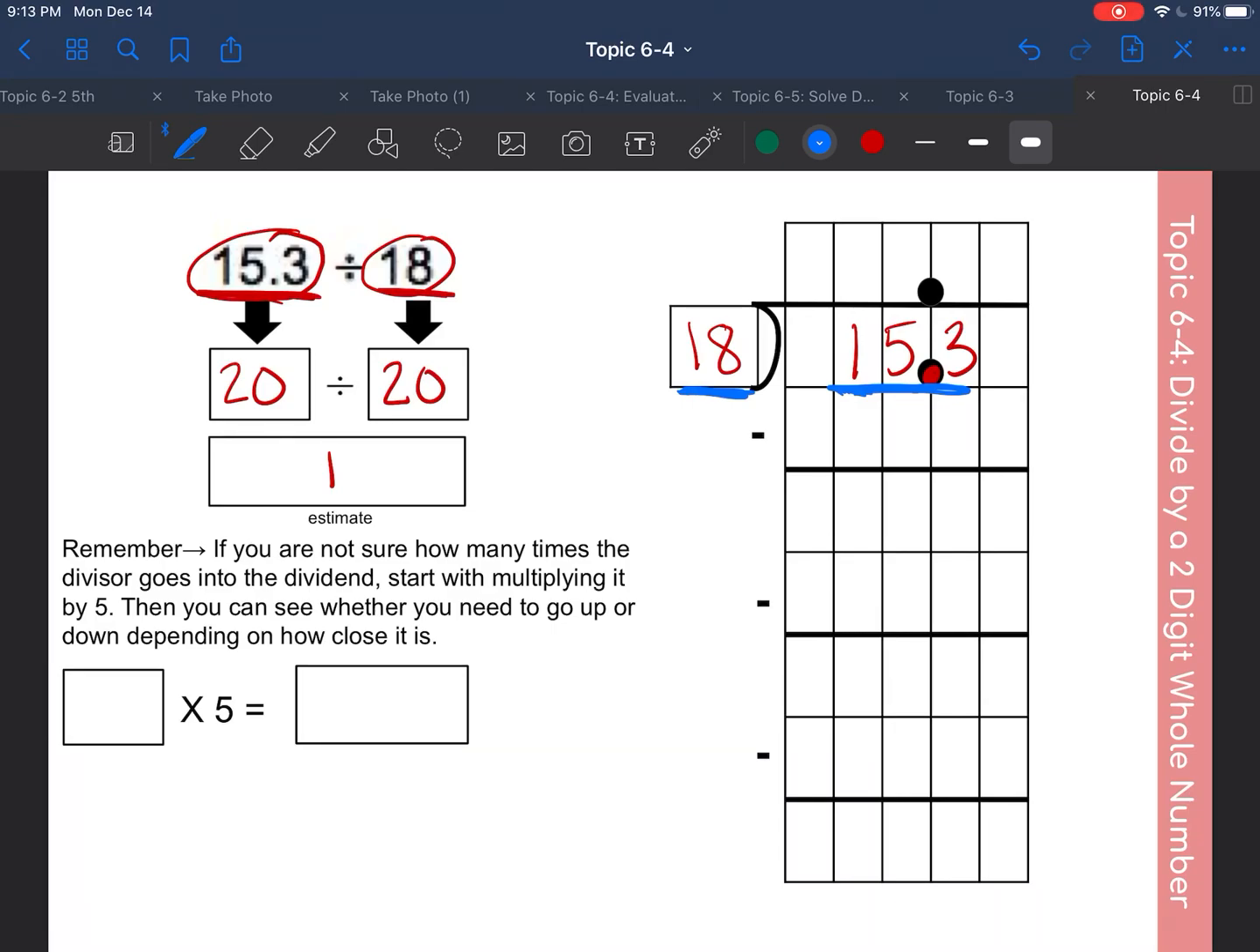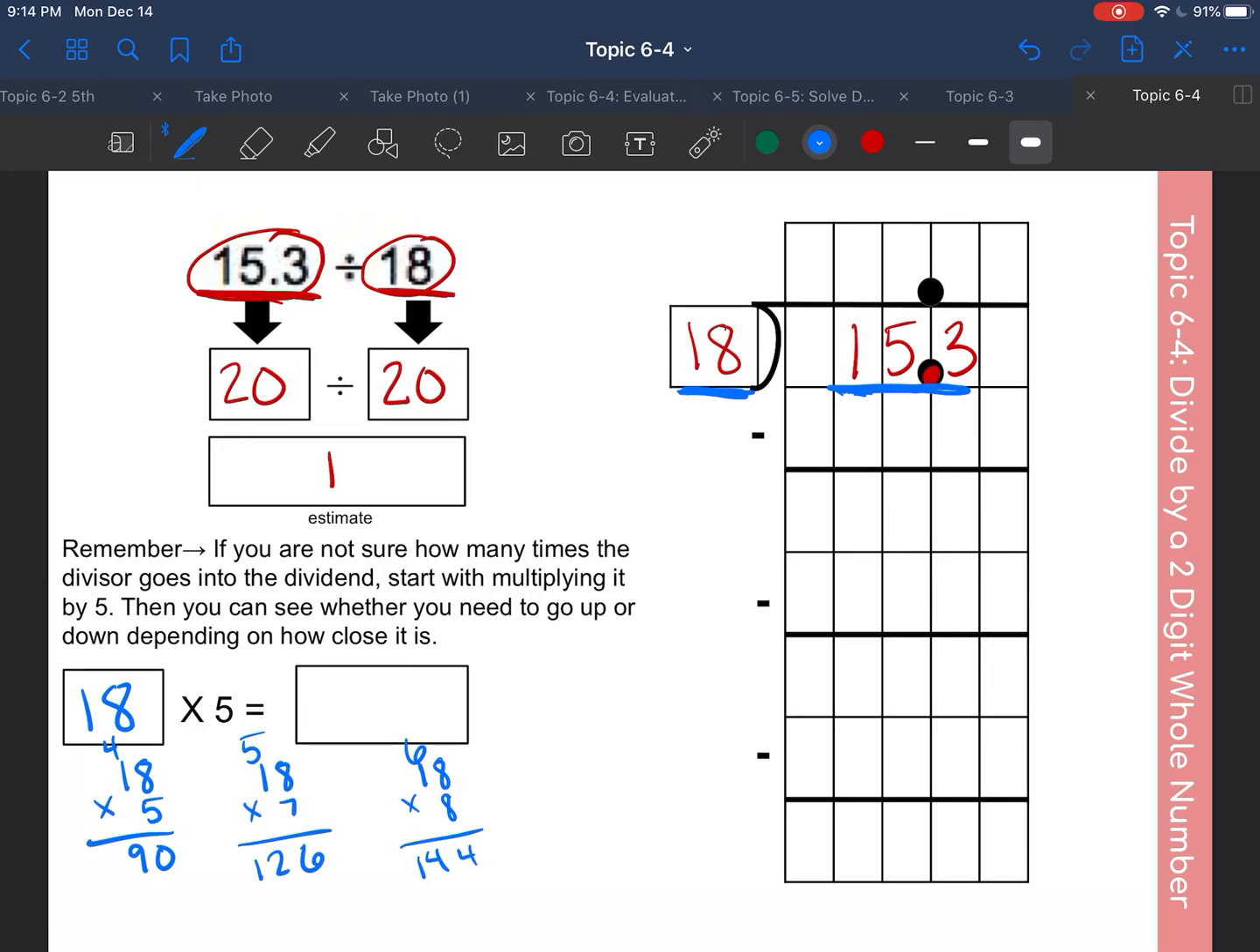So what I'm going to do is multiply it by 5 first. So 18 times 5, I'm going to do that math. 8 times 5 is 40. 5, 6, 7, 8, 9. We get 90. Do you think we can get closer to 153? I think we can. Let's try 18 times 7. 8 times 7 is 56. 7, 8, 9, 10, 11, 12. 126. I think we can get a little closer. 18 times 8, we get 64. 8 is 144. I think that's probably the closest we can get.